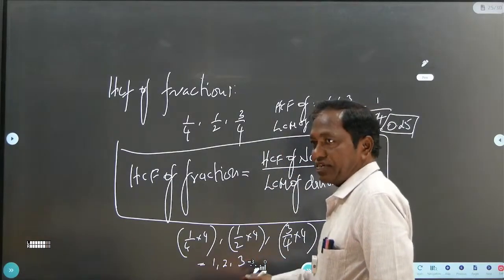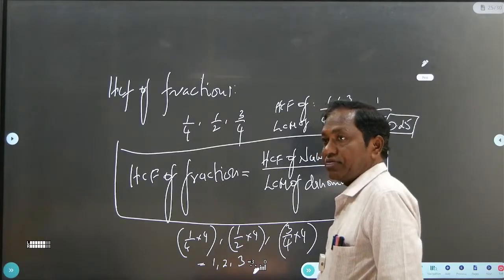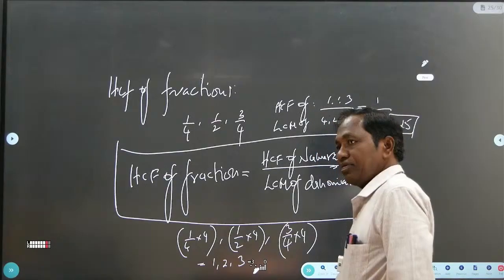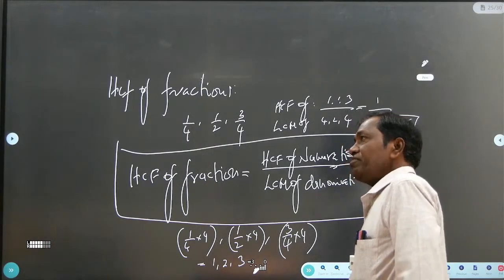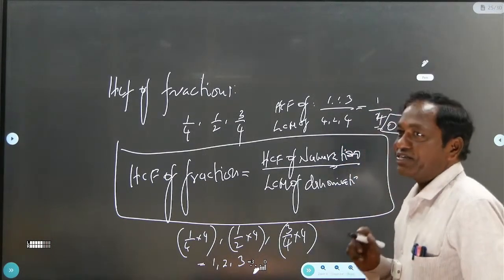HCF is 1, like we have taken the LCM and multiplied, no sir. Then we should divide by the LCM. Then we will get the correct answer, dividing every number. See, if there is only one item, you cannot see the LCM.